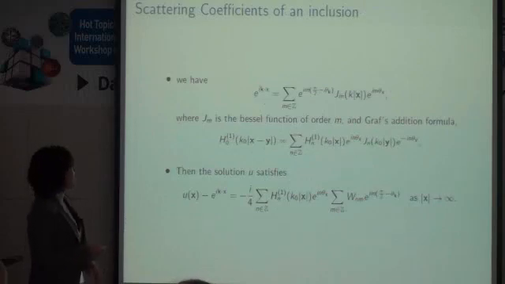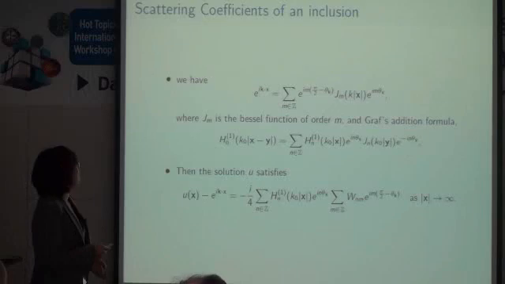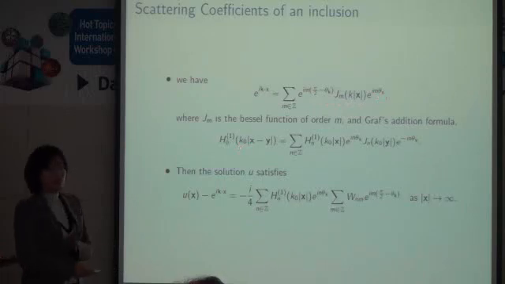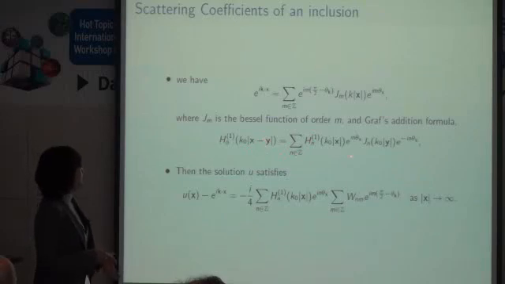Let me first start with the expansion with the Bessel function. I said we use the plane wave for the background solution, and this plane wave has the expansion with the Bessel function, the exponential times Bessel function times exponential. The fundamental solution to the Helmholtz equation is the Hankel function of order 0, and when you put x minus y in the fundamental solution, it has this separation. So Hankel function with x times the Bessel function in y.